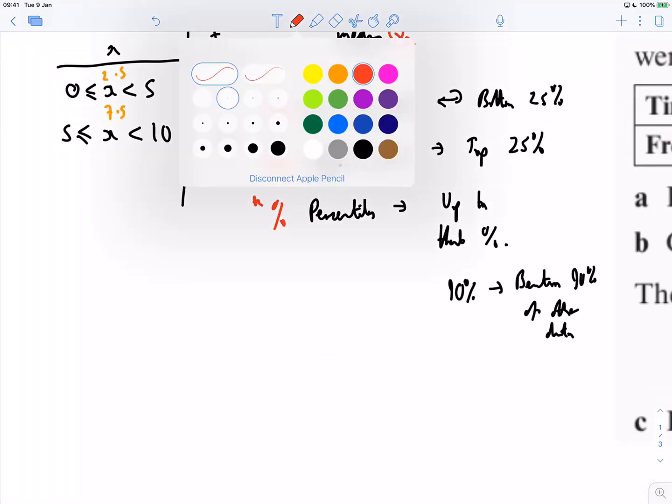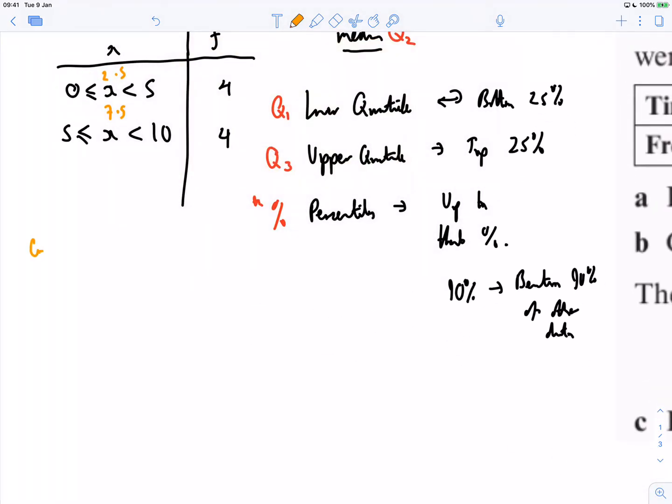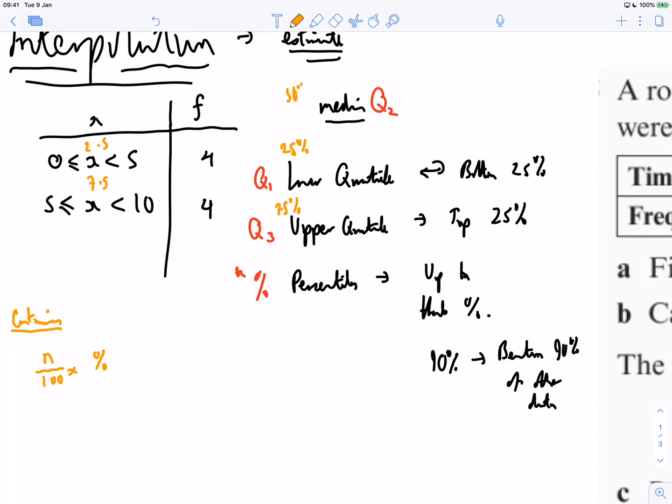So for continuous data, it's just n over 100 times the percentile that you actually want. The lower quartile, if you think about it, is the 25th percentile, the upper quartile is the 75th percentile, and the median is the 50th percentile.